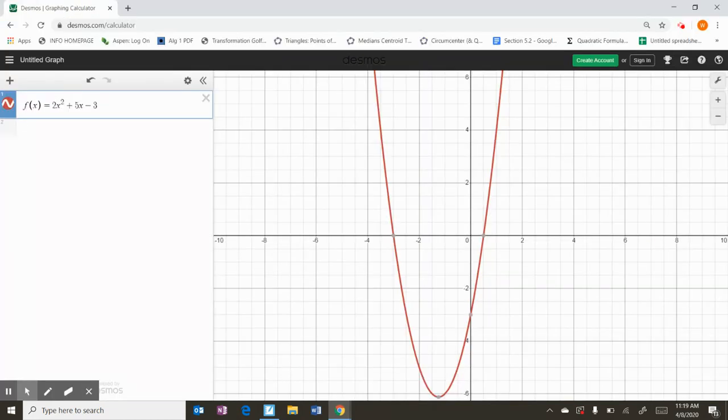And here it is right here. I've already gone ahead and done this on Desmos. And if you'd like to do this as well, you can pause the video and go to Desmos so you can work along with me.